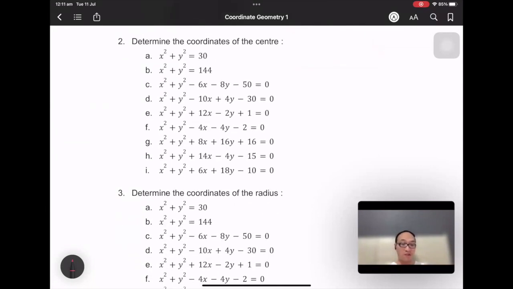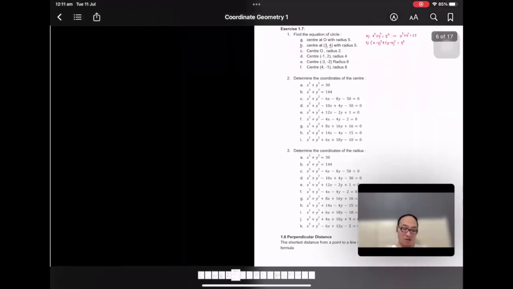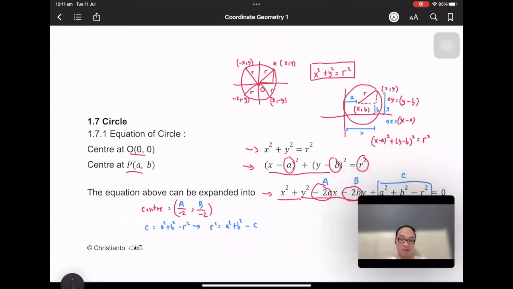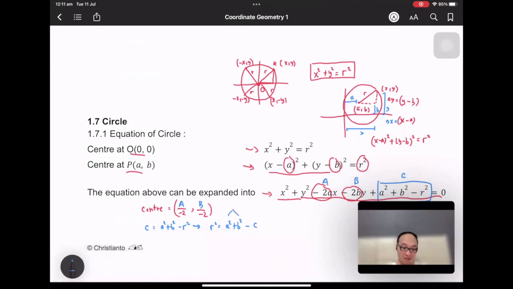Number 2, determine the coordinate of the center. Now, we need to use the formula that we have before. The center is like A over -2, B over -2, and the radius is A squared plus B squared, which is the center here. A and B here are the center.